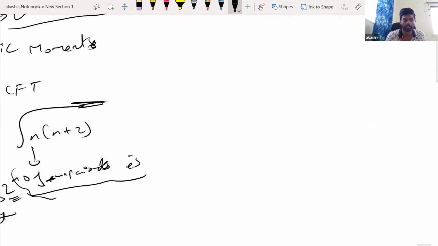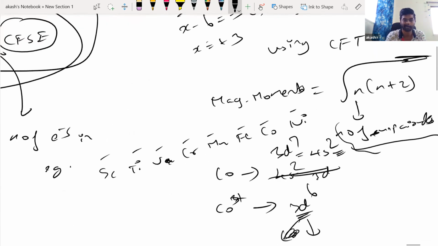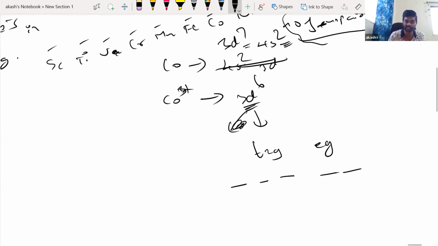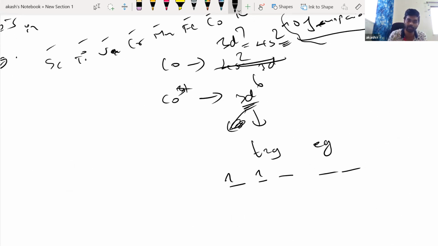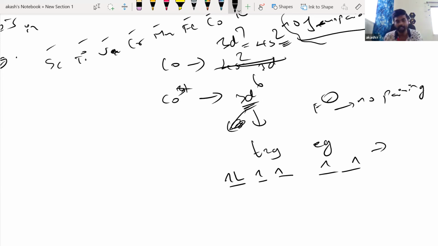Where is the question we are trying to solve? We have 3d6. First 3 electrons here. Now I know F minus is there, which is a weak field ligand, so no pairing will happen. Instead of pairing, we can go over to the eg. So 1, 2, and how many electrons are filled? 1, 2, 3, 4, 5, and now we can come back to this 6. This is the configuration we are going to have.